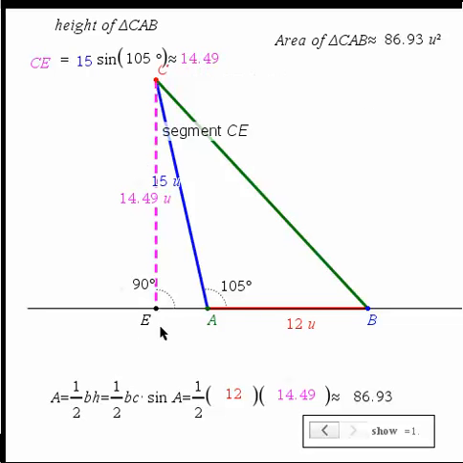I changed the name of the exterior height to CE. If you remember from the previous video, the interior height was CD. I did that for a reason. I want you to know that there are lots of heights out there. Every time it goes on the outside, it's CE. We get 14.49, which is definitely smaller than this 15.